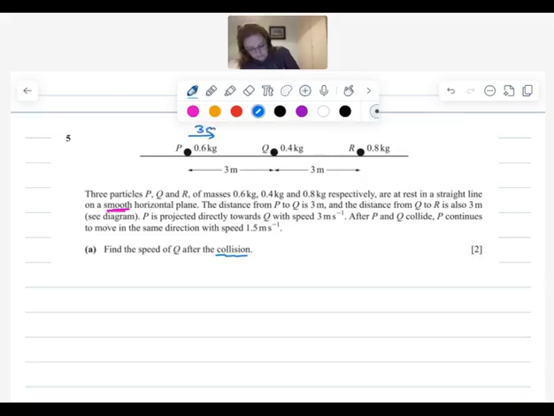P is projected directly towards Q with a speed of 3 meters per second. After P and Q collide, P continues to move in the same direction. So P is also going to be going in this direction, and Q. And this is going at 1.5 meters per second. Find the speed of Q after the collision. Okay, it's a 2-mark question. Super simple, super straightforward.